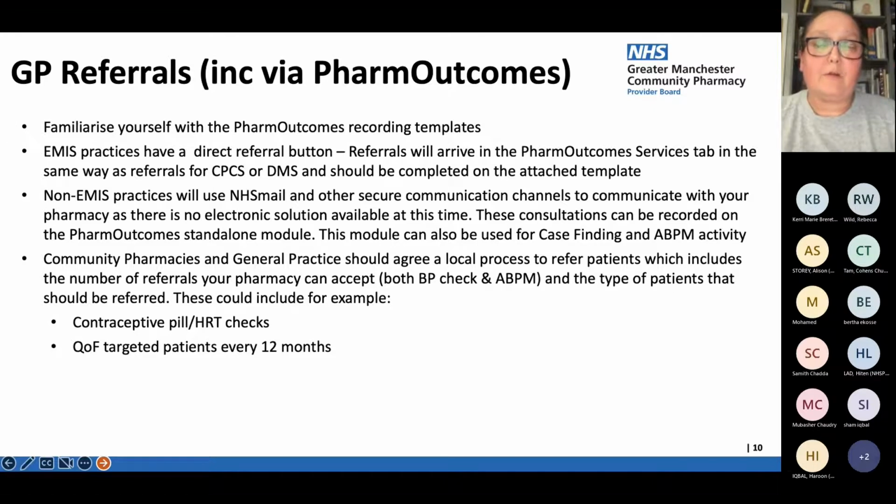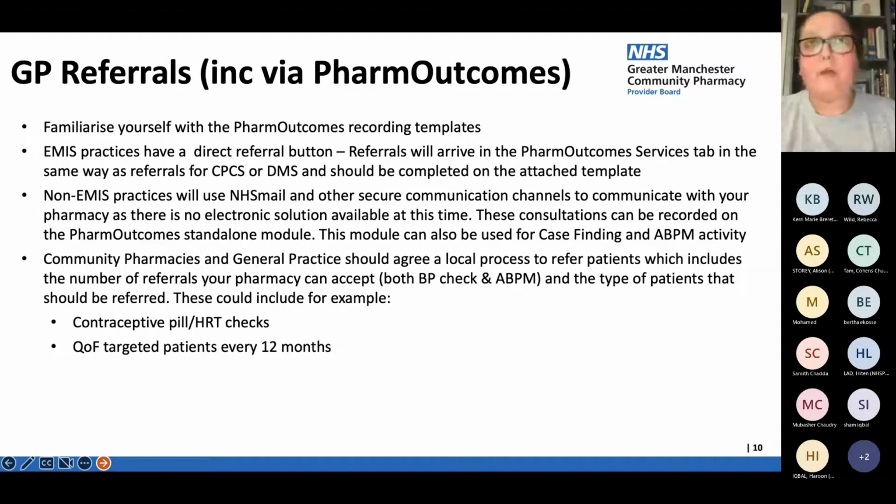There is a module on PharmOutcomes, like I just mentioned before, that you can use for manual entry, and this will send information back to all practices. So please do use this for any referrals from GPs that come to you via other routes, and also for any case finding and ABPMs that you do in your pharmacy.